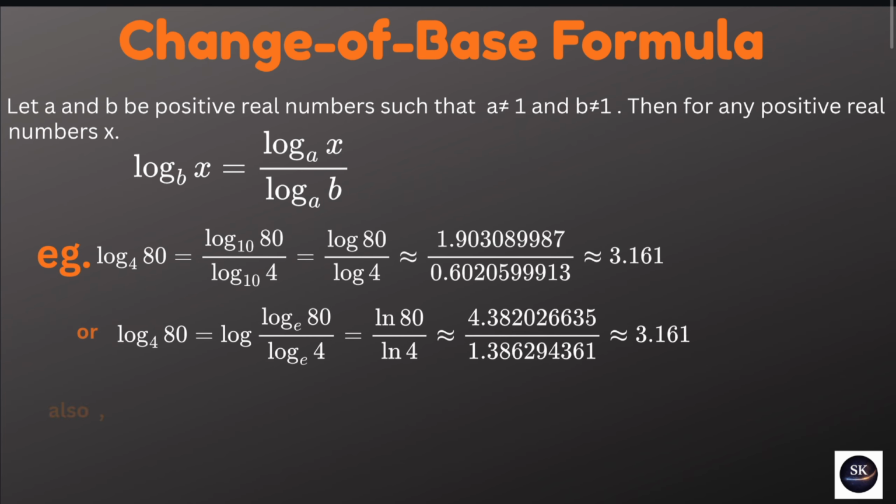We can also change the base to another number like e. What e is we will see soon, but the values are written from a calculator and we get the same answer, as you can see. So whatever base we change it to, the answer we will get is the same. So the final conclusion is that 4 raised to 3.161 is going to be equal to 80.